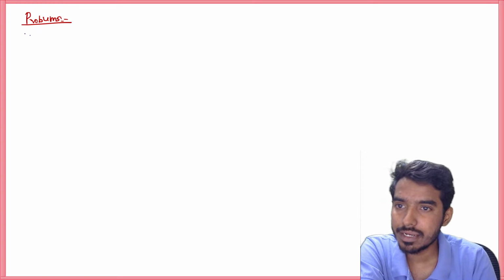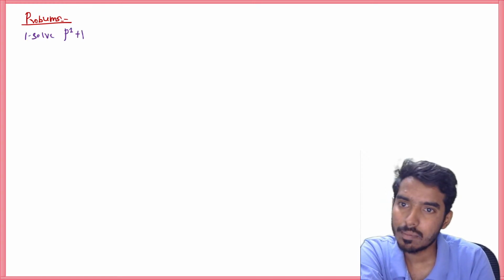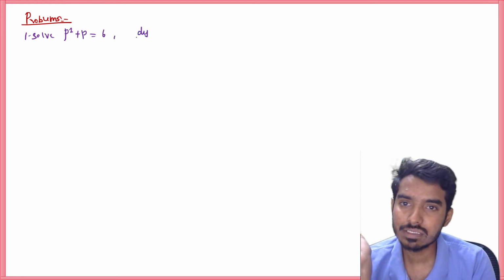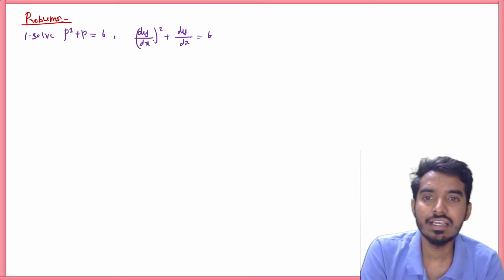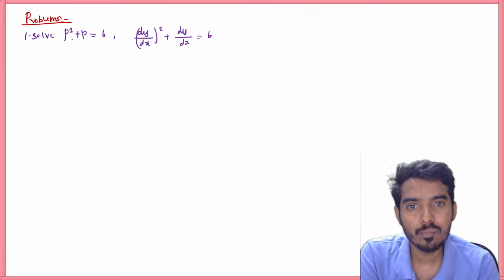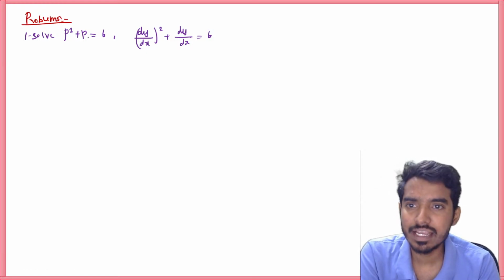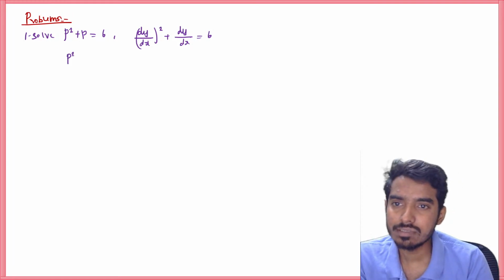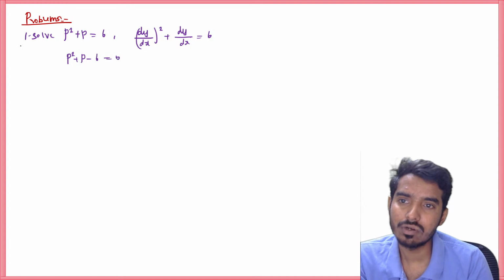Solve the following equation: p square plus p is equal to 6. Remember, the equation is the same as (dy by dx) whole square plus dy by dx is equal to 6. You can see this is of higher degree because we have degree 2 here. From an exam point of view, if they give p, that is the same as dy by dx. So I can write this as p square plus p minus 6 is equal to 0.